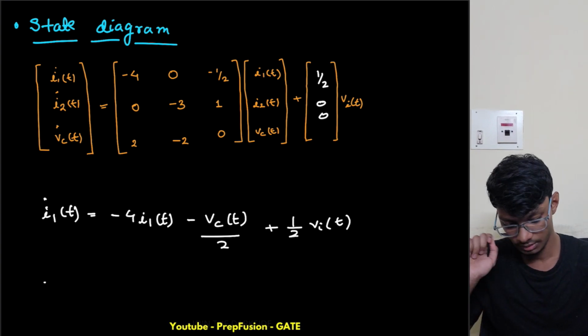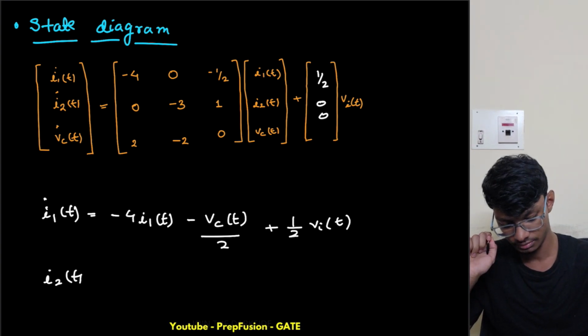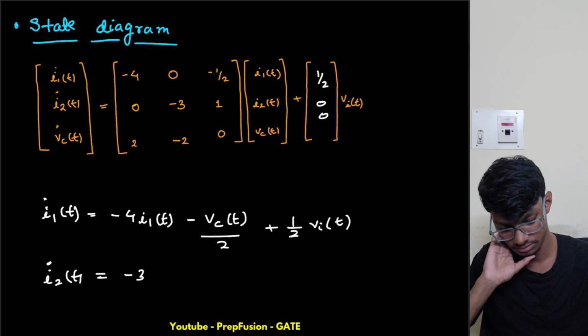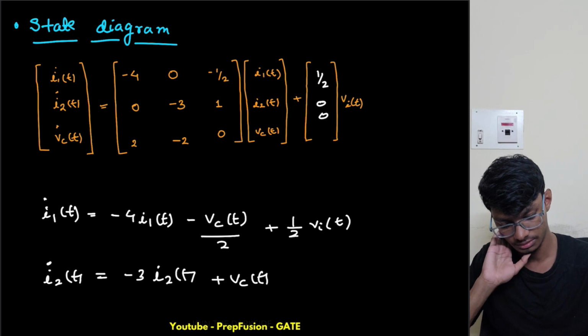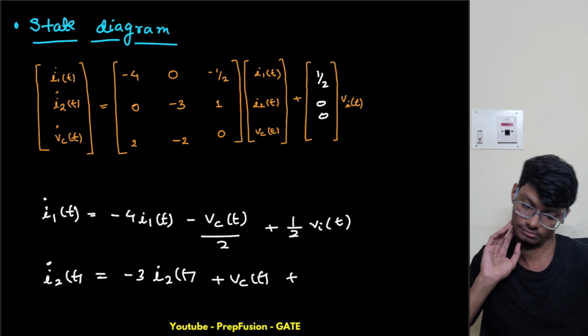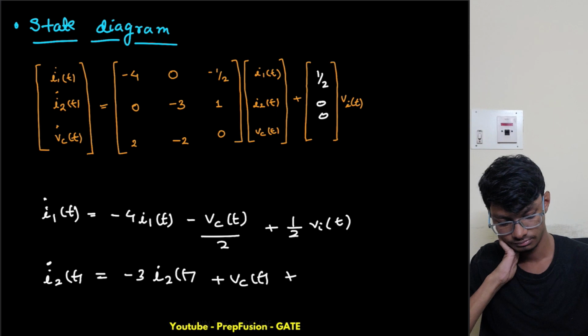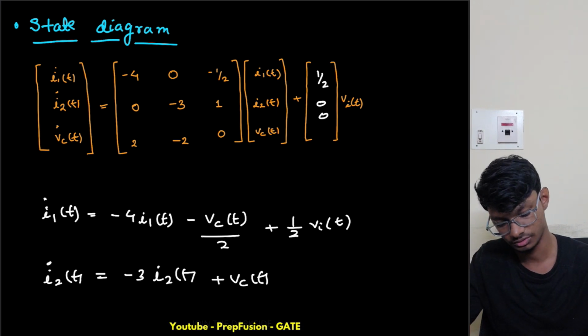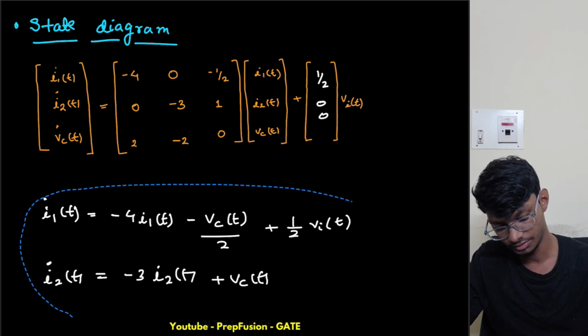Okay, and what is this? This is I2 of t, which equals minus 3 I2 of t plus Vc of t plus Vi, right? Vi is 0 only, so this is 0 only. Okay, let me write the final equation.